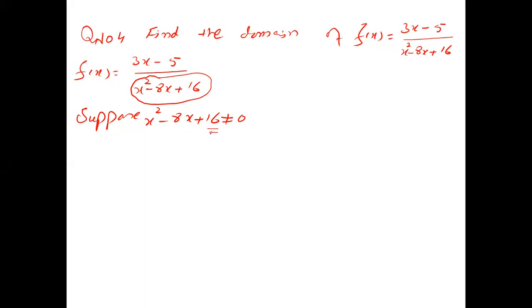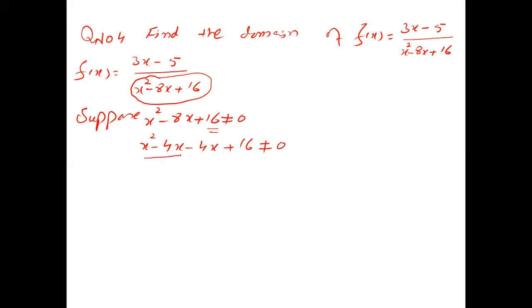So we have to make the factors of this 16. We have to multiply factors in such a way that the product should be 16, and when we add them, it should be minus 8. Factors of 16: 4 multiplied by 4 is 16. When we add minus 4 and minus 4, it becomes minus 8. So x square minus 4x minus 4x plus 16 is not equal to 0.